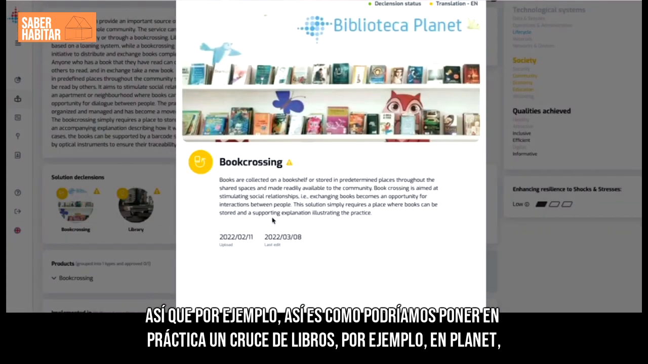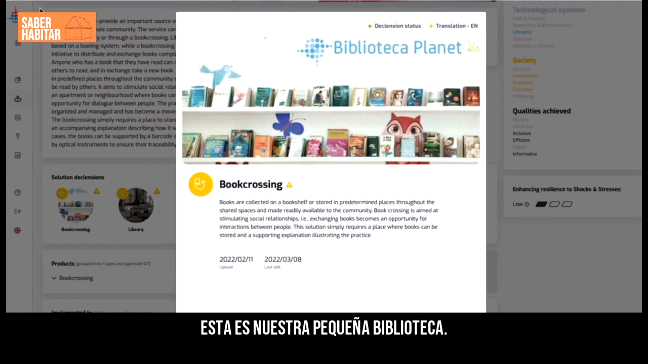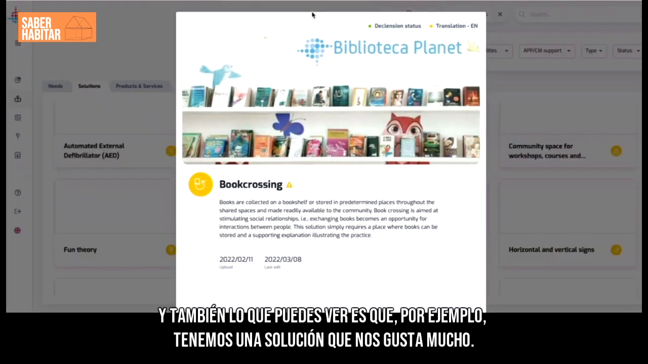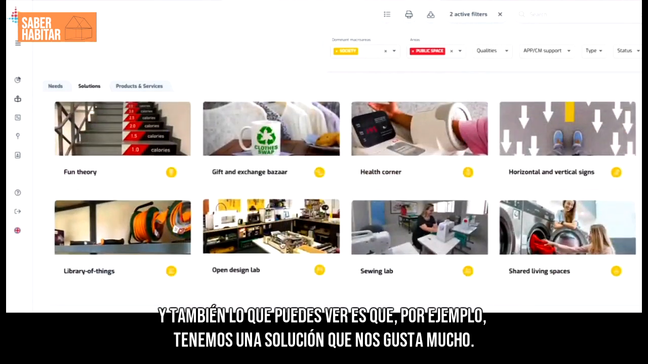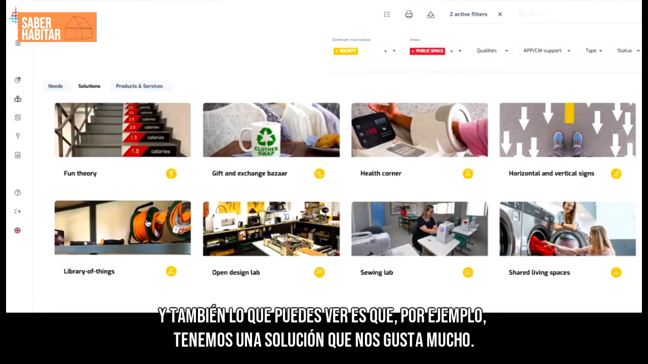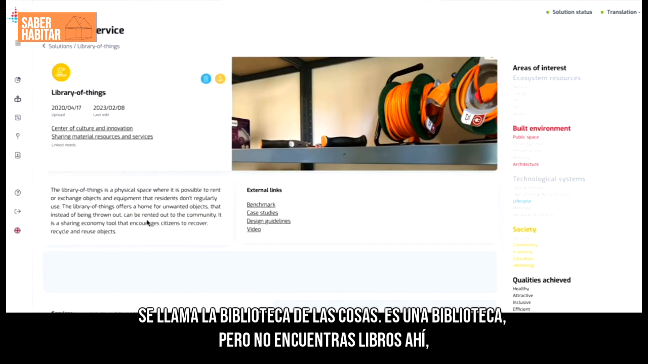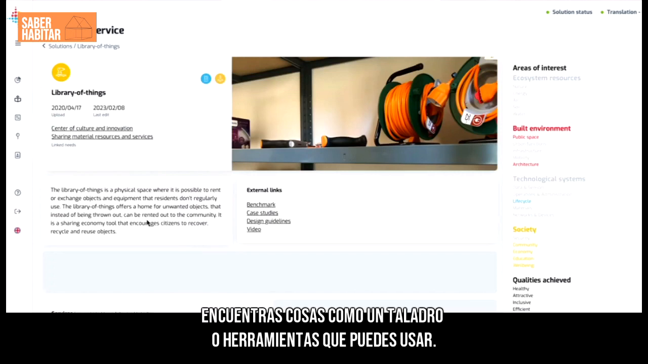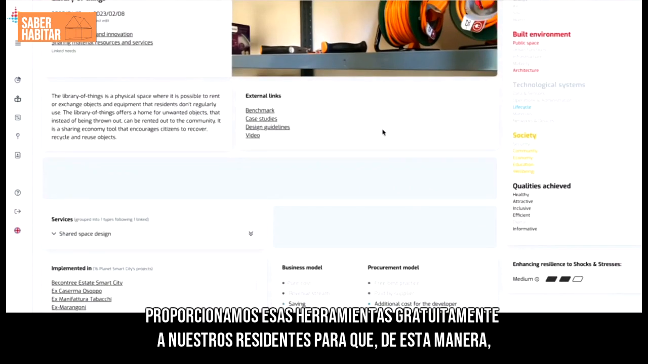Here you see, for instance, in Planet, this is our little library. And also, this is a solution that we like a lot. It's called the Library of Things. It's a library, but you don't find books in there. You find things like a drill, or tools that you can use. And we provide those tools for free to our residents.